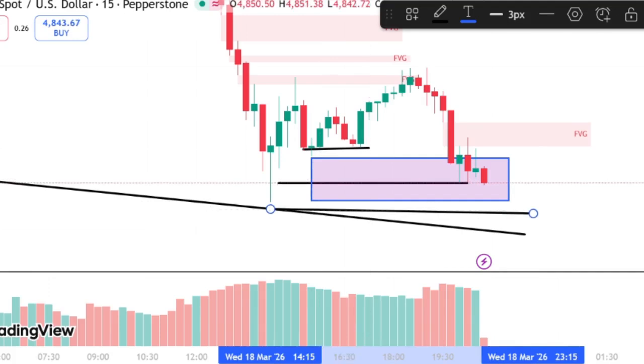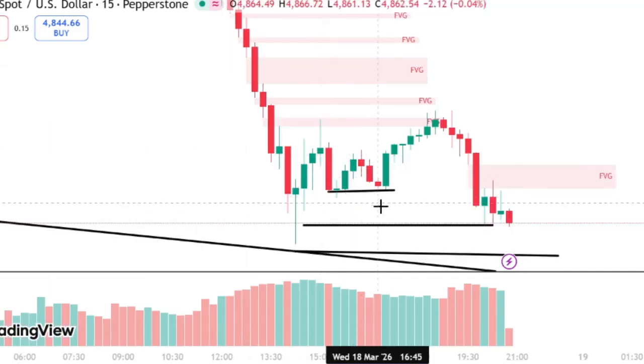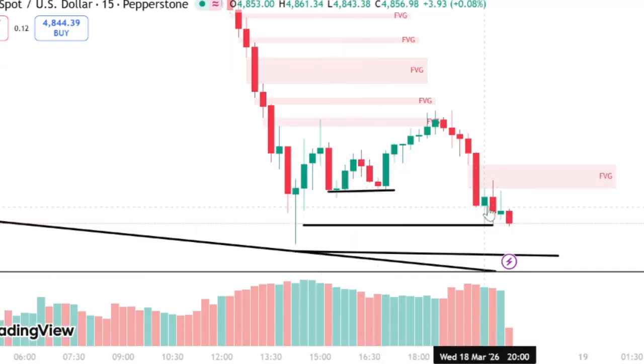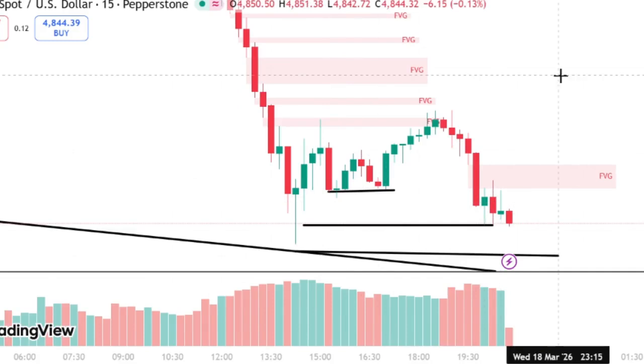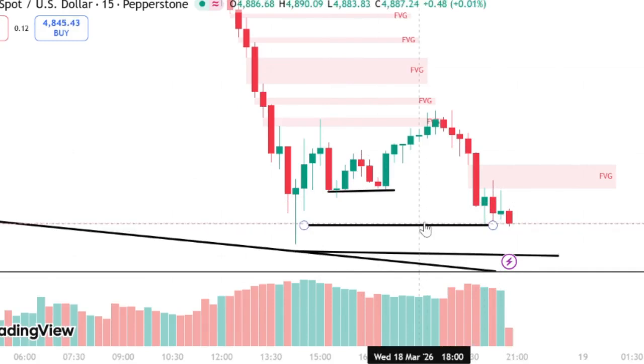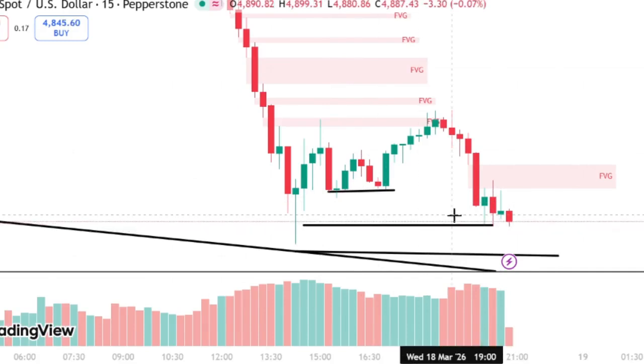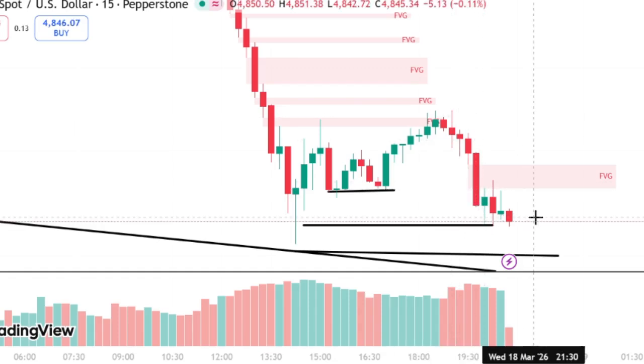You should not think of putting your stop loss in here because this is liquidity. Liquidity must be taken first before an impulsive move will happen. And did you notice that the moment they take that liquidity, the market that was pushing down starts consolidating?